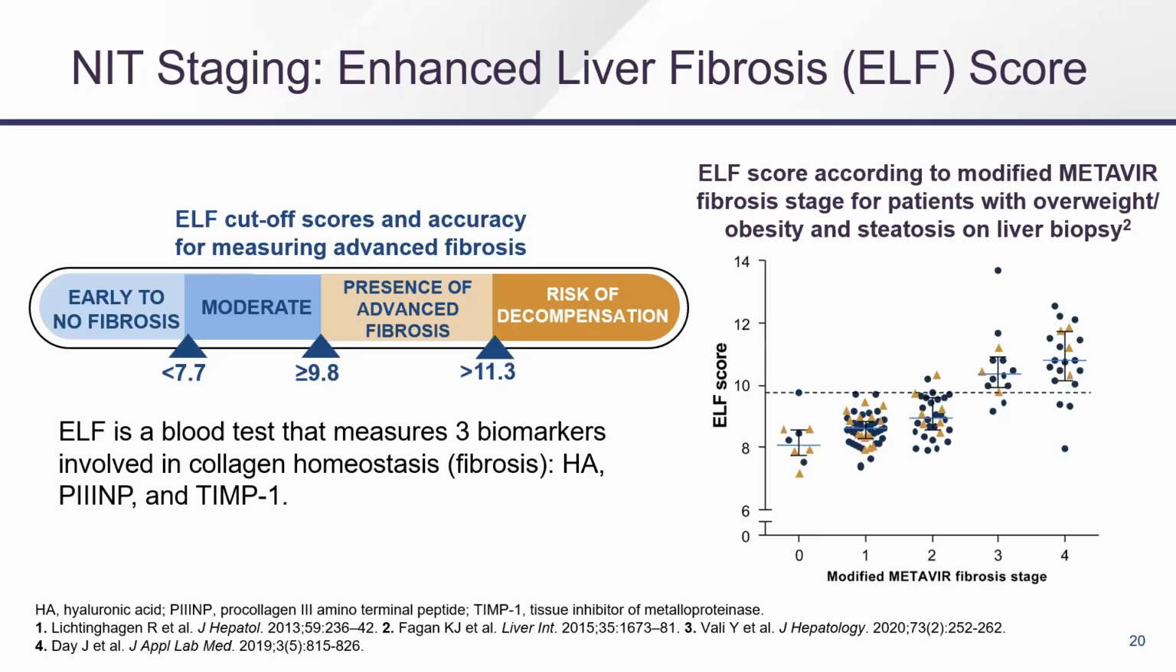Moving on, the next NIT is something called ELF. ELF is a proprietary blood test that combines 3 separate markers of fibrosis. So this is a really good test. You can see on this graph that we have good differentiation between different stages of fibrosis.